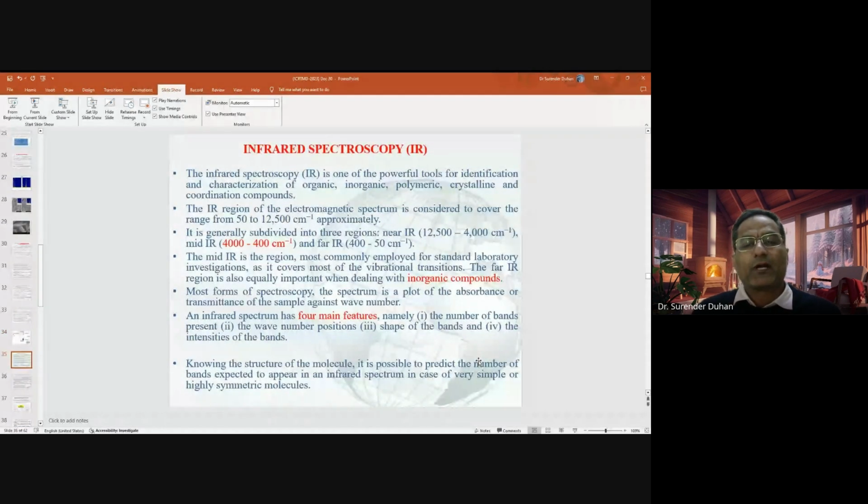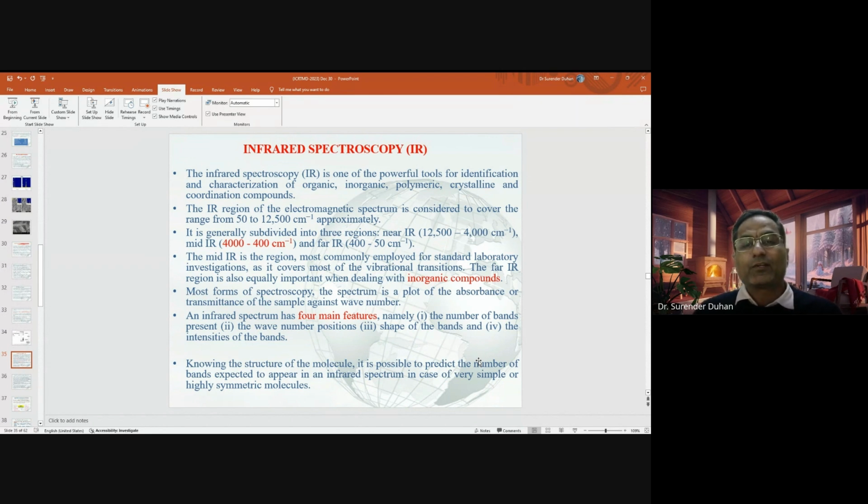Infrared spectroscopy is also an important tool to identify mesoporous materials. It is generally subdivided into three regions: near IR region 12,500 to 4,000 centimeters inverse, mid IR region 4,000 to 400 centimeters inverse, and far IR region 400 to 50 centimeters inverse.